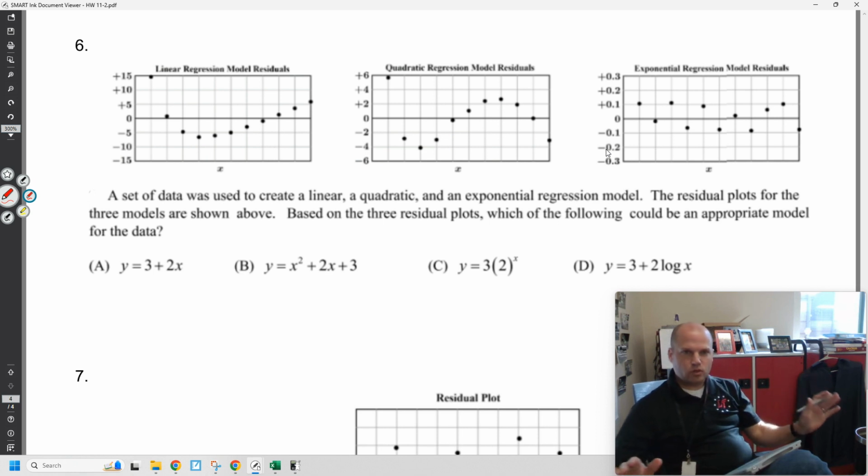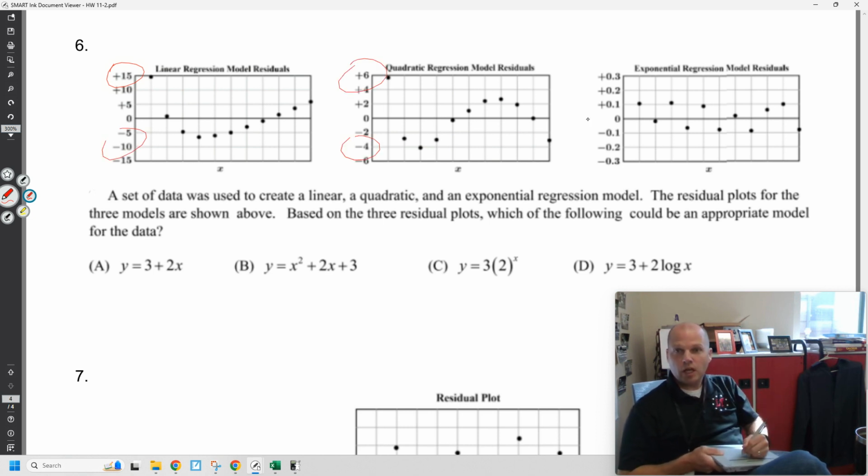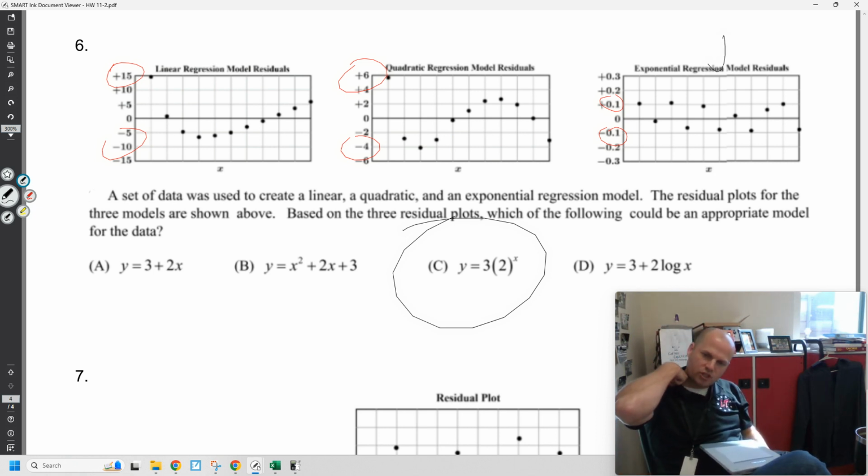A set of data was used to create a linear, a quadratic, and an exponential regression. Which model would be the most appropriate? Well, you can see big residuals, very tiny residuals. A pattern that's established, no pattern that's established. The exponential regression is the winner. Small residuals, no pattern, bam.